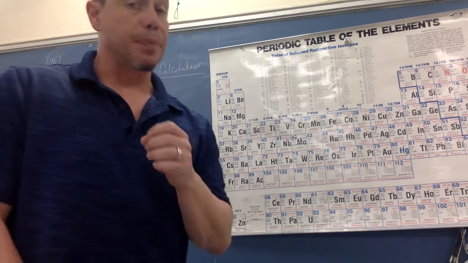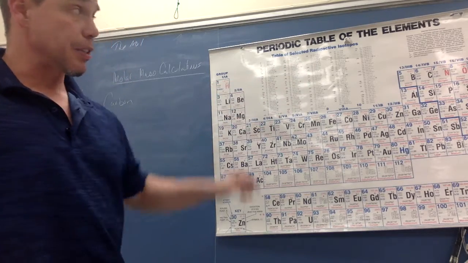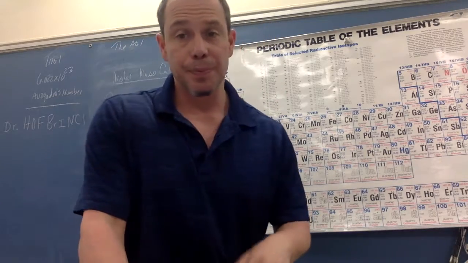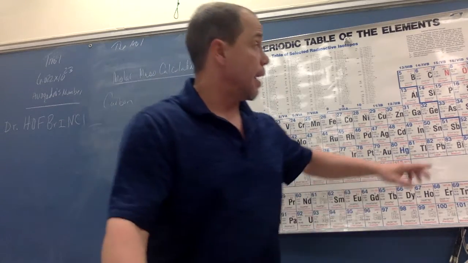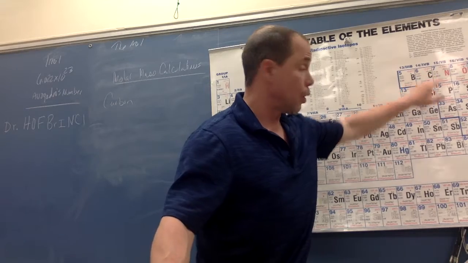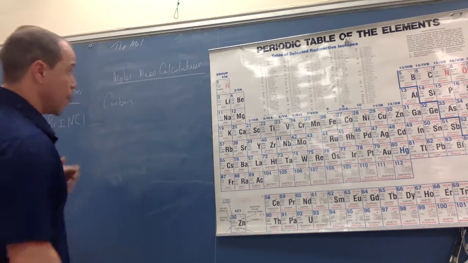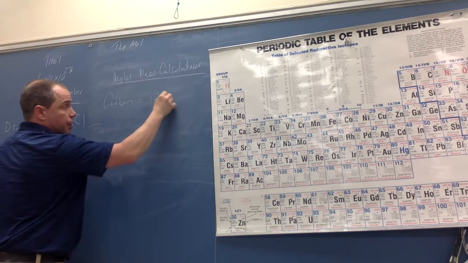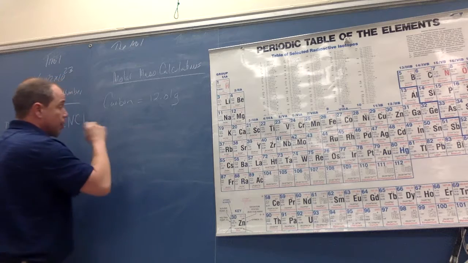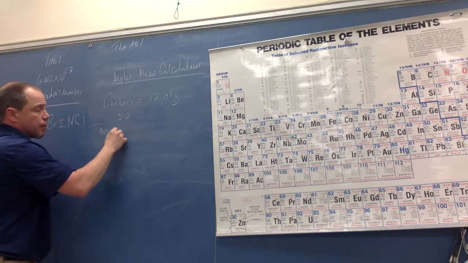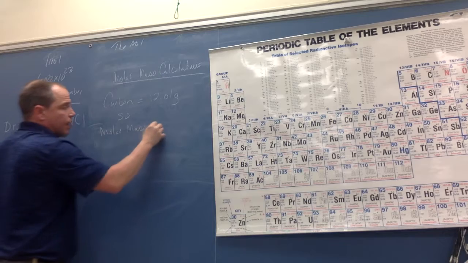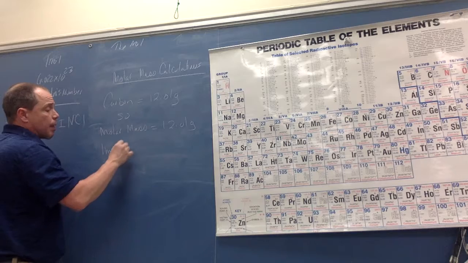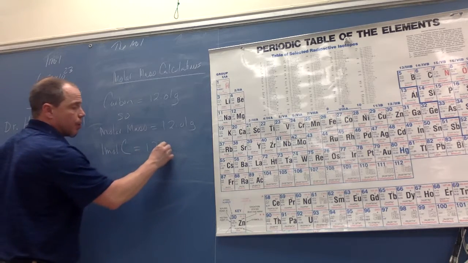Carbon, as you guys know, is element C, or number 6 on the periodic table. To find the molar mass of carbon, what do I have to do? I just look for its atomic mass. Carbon's atomic mass is 12.011. I'm going to round that to 12.01. So carbon equals 12.01 grams. So molar mass equals 12.01 grams. So 1 mole C equals 12.01 grams.